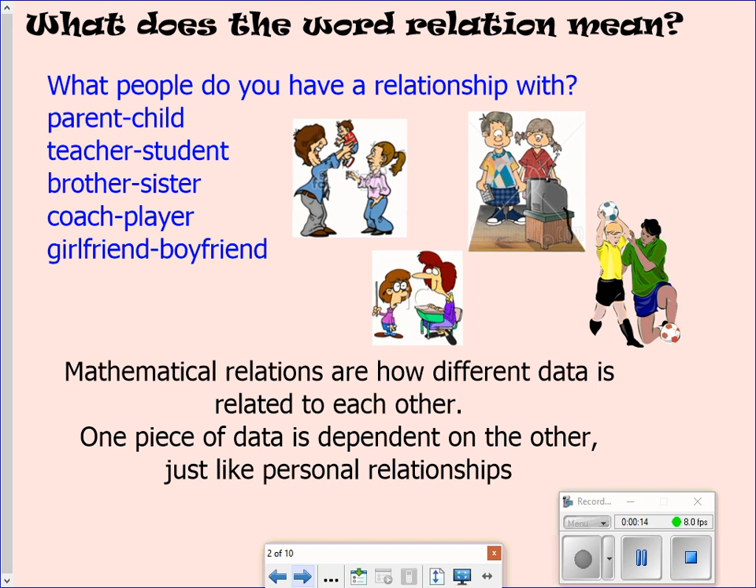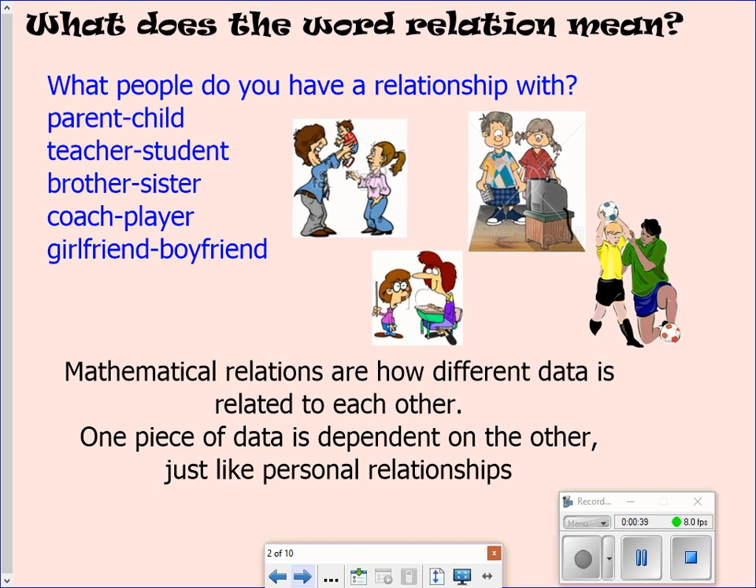The word relation, what does it mean? We see this word relation in the word relationship. So what type of people do you have a relationship with? Well, we see parent-child relationships, teacher to student, sibling relationships, coach to player, and girlfriend and boyfriend relationships. Mathematical relations are no different than this.